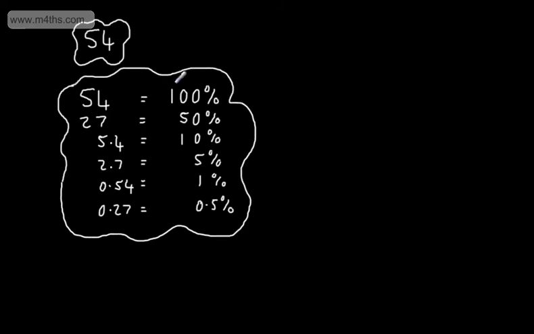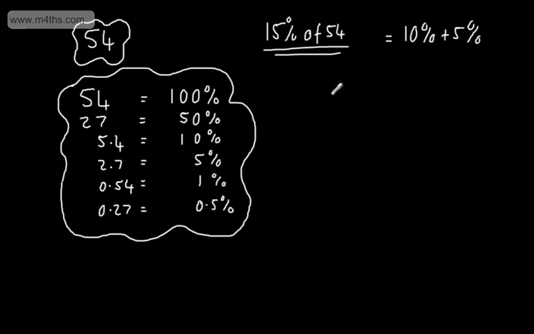So let's do that. Let's now find 15%. So what we want then is 15% of 54 without a calculator. All I'm going to do is go to my table. I can see that I can make 15% by adding 10% and 5%. So what I'm going to do is put 10% plus 5%. That makes 15%. So we know that 10% is 5.4, so this is going to be 5.4 plus now 5%, which is 2.7. If we add those together, we will have 8.1. So we can say that 15% of 54 is 8.1.